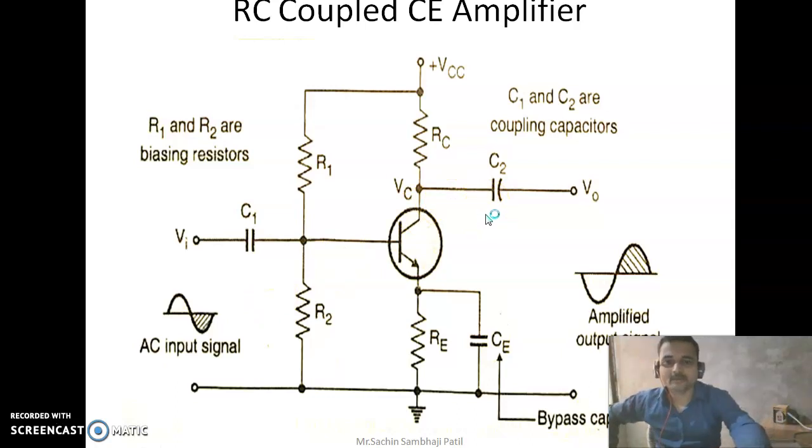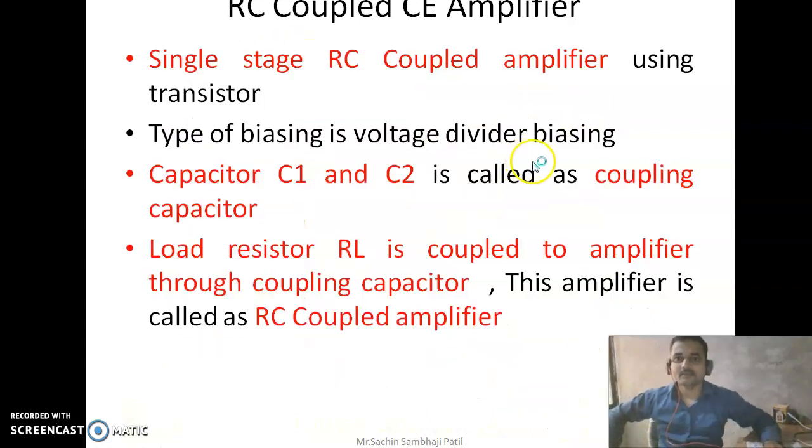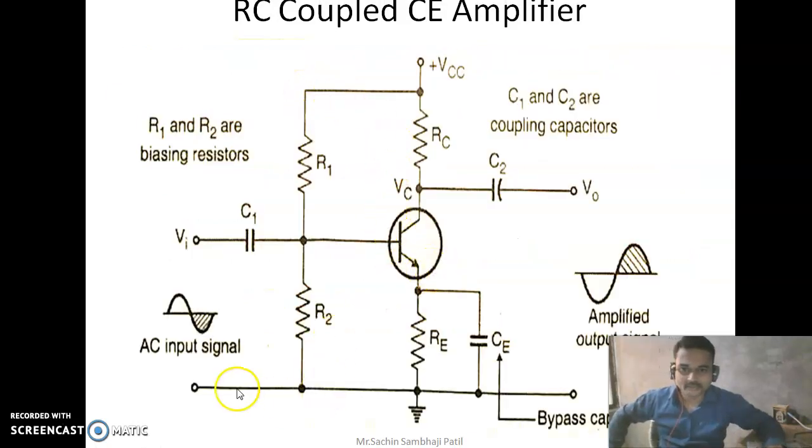What is important is the single stage RC coupled amplifier. Using a transistor, we can call it a single stage RC coupled amplifier, because there is only one stage. We are using coupling, which means joining one stage to another stage.